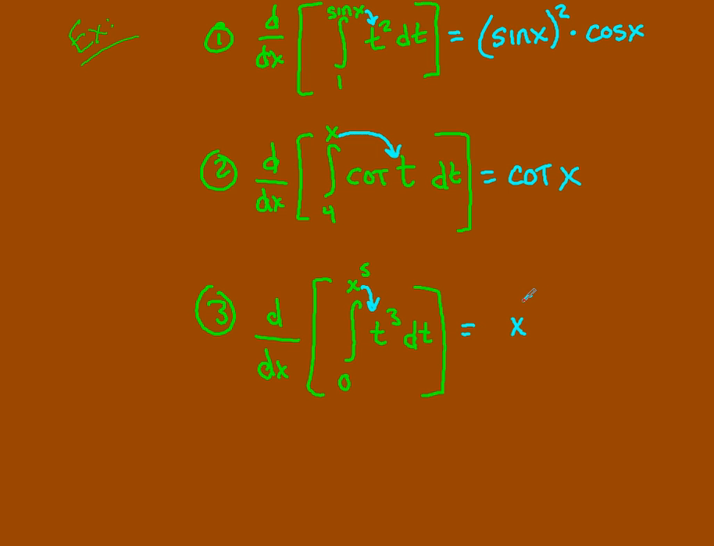So it's not going to be x to the 5th, the whole thing cubed. But then multiply by the derivative of that top number, 5x to the 4th. I'll just simplify it from there. So it'll be x to the 15th times 5x to the 4th, which becomes 5x to the 19th power.